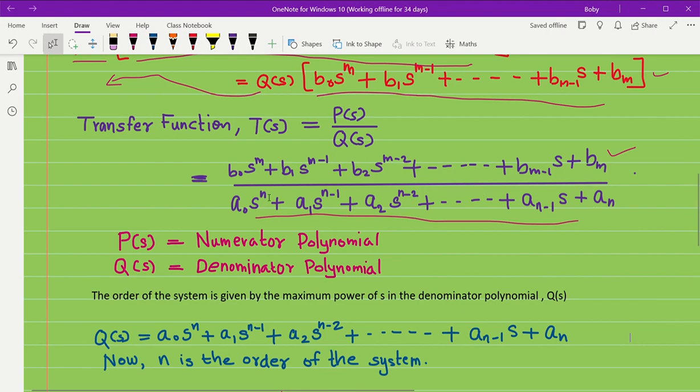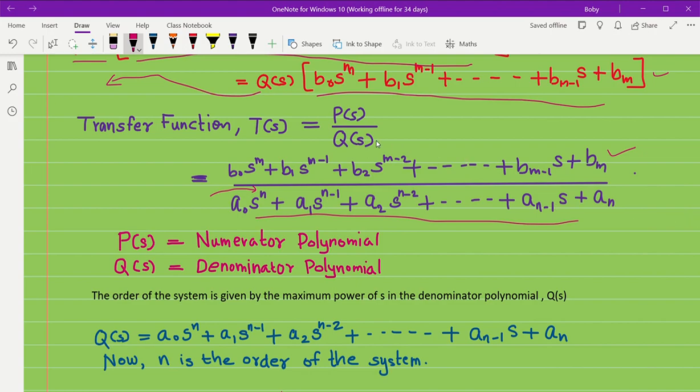S power n. So s power n is the maximum power, and n is the maximum power here. So its order will be n. So the order of the system will be equal to n. To find the order from the transfer function, we have to look at the denominator polynomial and find the maximum power of s. That maximum power of s in the denominator is the order of the system.